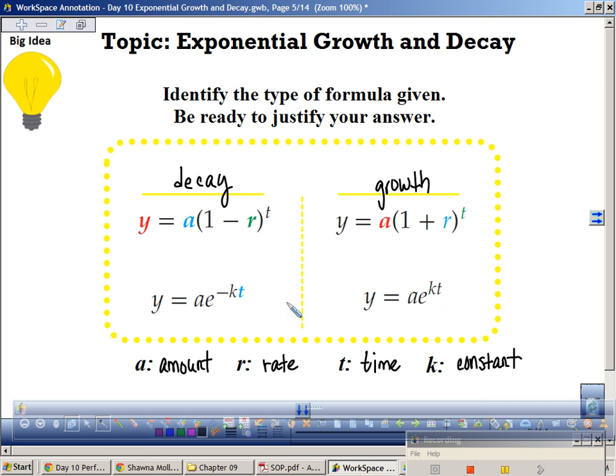Okay, these 2 right here are formulas we use when we're talking about bacteria growth or carbon decay, things that scientists use because of the constant rate.